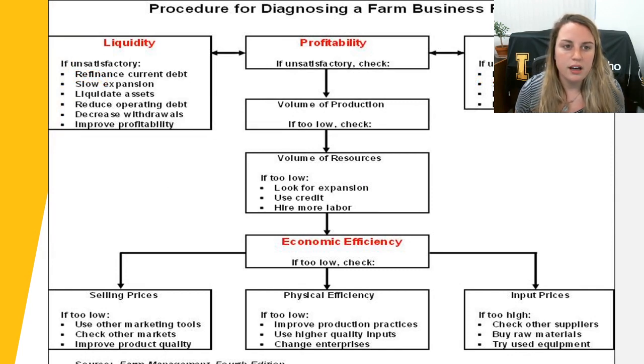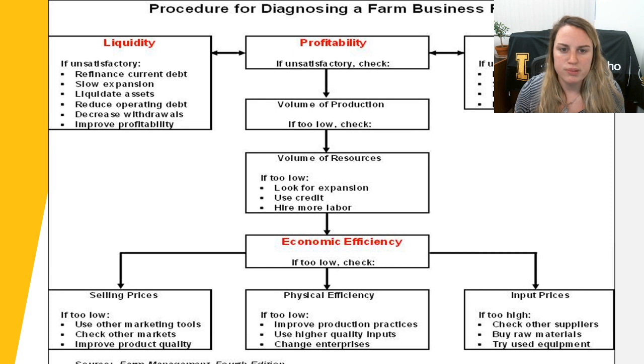We will end on this procedure for diagnosing a farm business problem. You can see there are three sections: liquidity, profitability, and solvency. If liquidity is unsatisfactory: refinance current debt, slow your expansion, liquidate some assets, reduce your operating debt, decrease your owner withdrawals, improve profitability. If solvency is unsatisfactory: retain more net income, sell some of your assets, reduce your debt, liquidate assets, improve profitability.